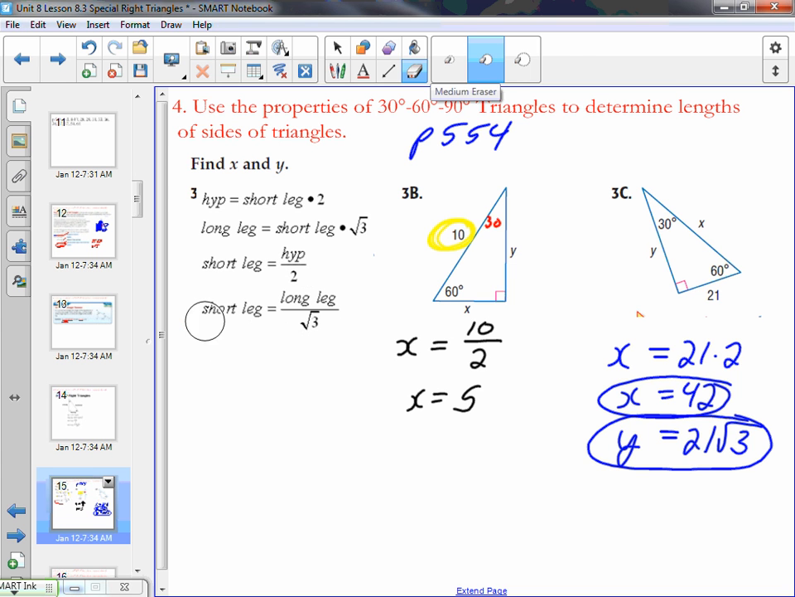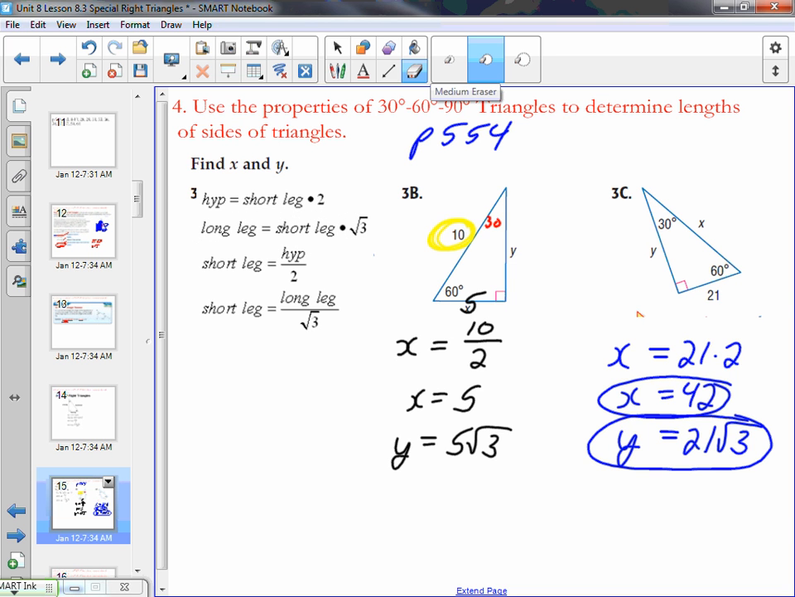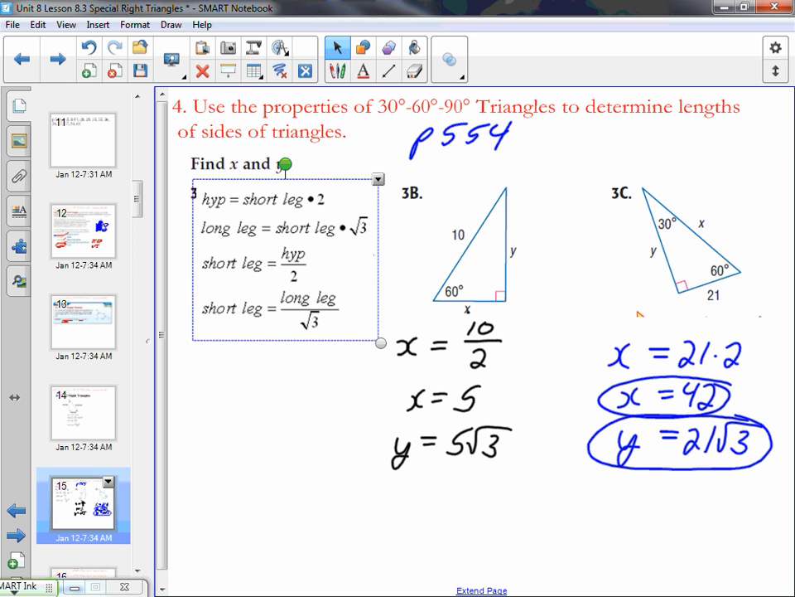And now that we know the short leg is 5, we can find the long leg fairly easily, can't we? We go back to this equation to find the long leg. So the long leg, which is called y, equals the short leg times the square root of 3. All right, so does 3b make sense to you? Any questions? All right, do 3a.